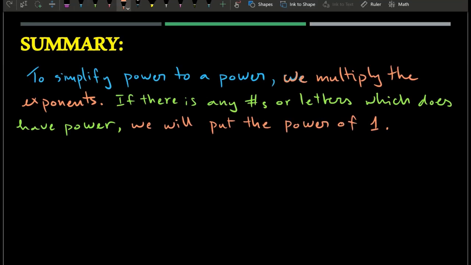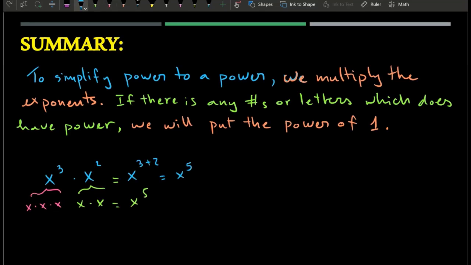Alright, before we end the video, I want to point out a common mistake that most people make. If you have x to the 3rd power times x to the 2nd power, make sure, go back to the first video, x to the 3rd power is x times x times x, and x to the 2nd is x times x. By counting, we have x to the 5th power. By the product rule, we can do 3 plus 2, which is x to the 5th power.